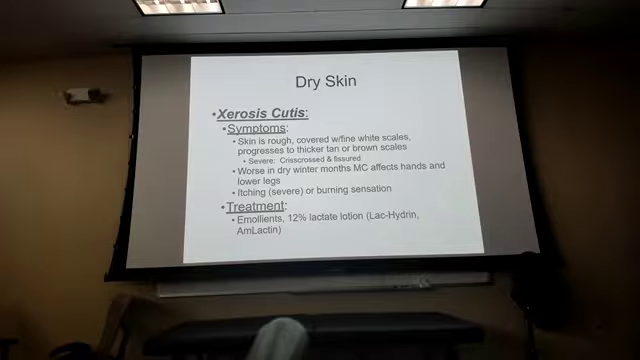So dry skin, what do we call that? Xerosis cutis. So that's described as rough skin covered with fine white scales, progresses to thicker tan or brown scales. If it is severe, then you get those crisscrossed and fissured ones, okay? So those are some of the things.